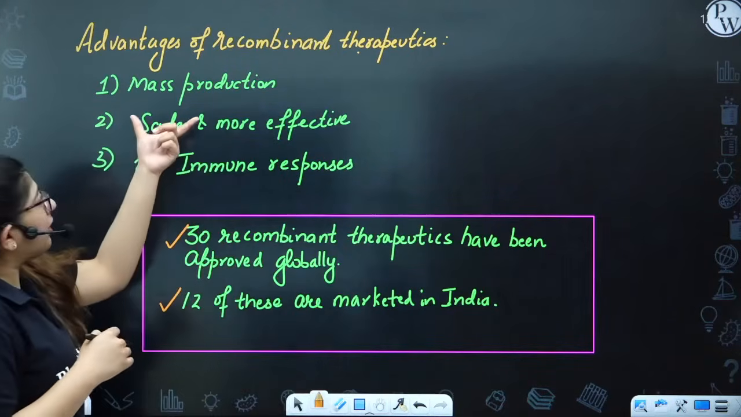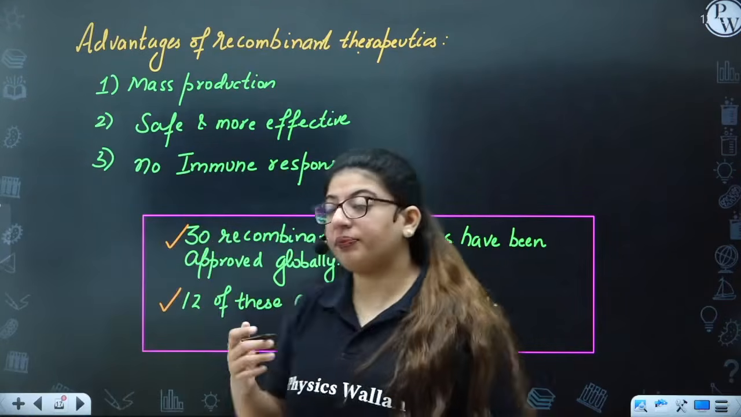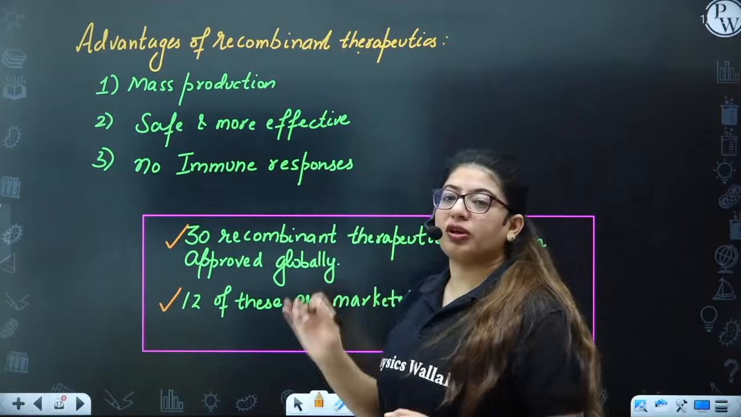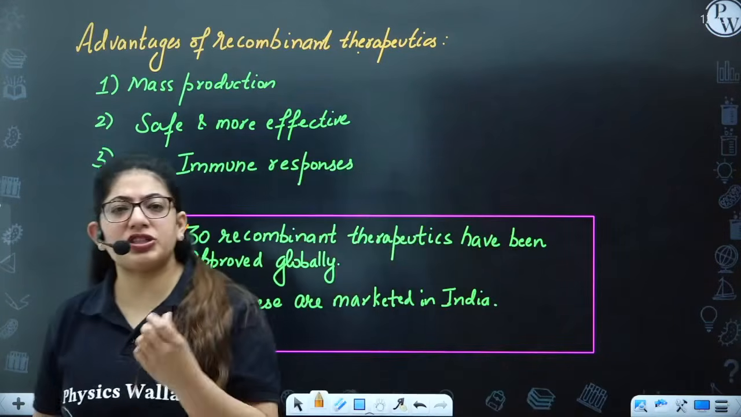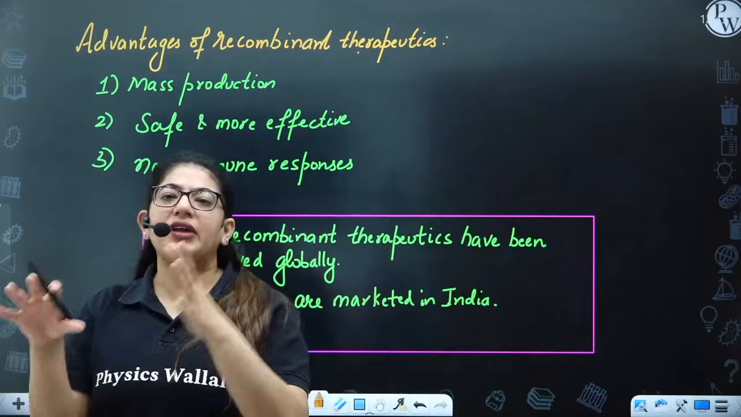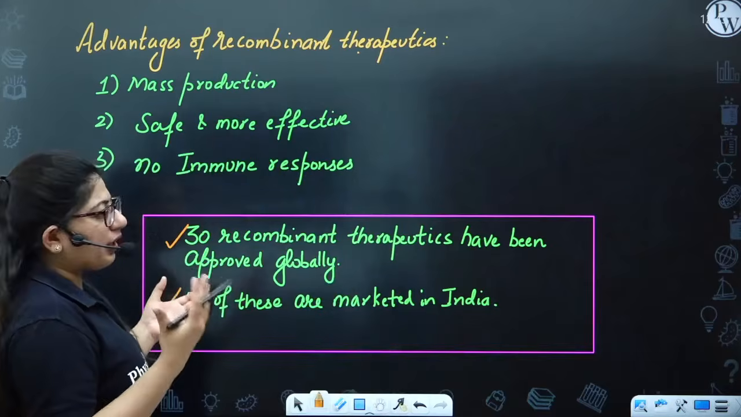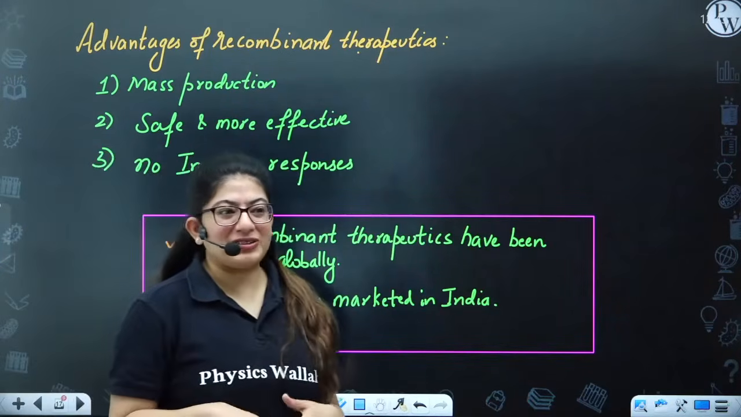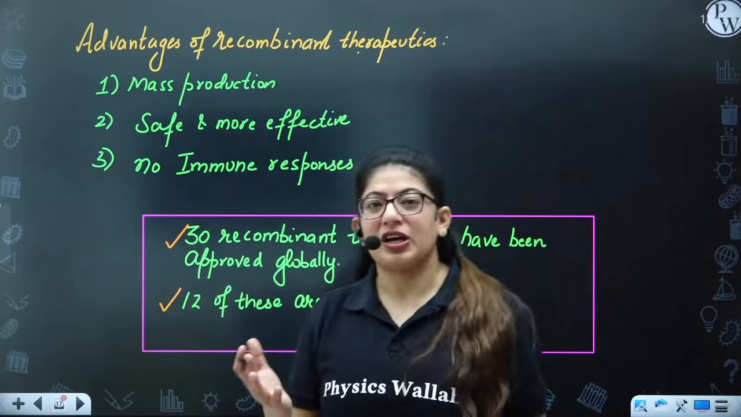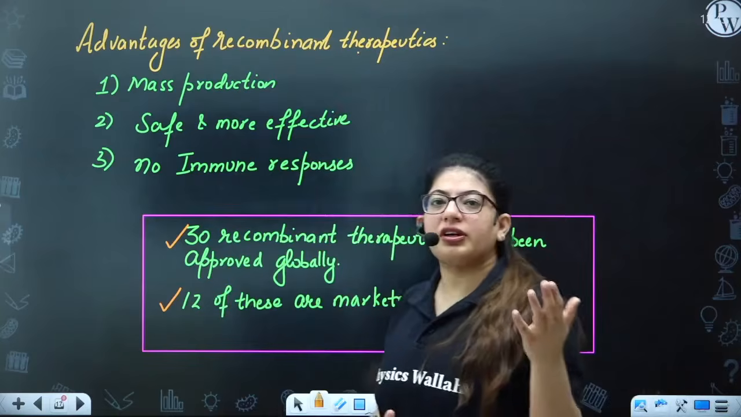First, we can make these in a very large quantity. You can go for mass production. Second, they are safe and more effective because they are produced from what? They are produced from the human gene only. So they are more effective than therapeutics formed from another animal. Another, since they are formed from our gene only, there will be no immune response. So this is how these recombinant therapeutics are so advantageous, right?